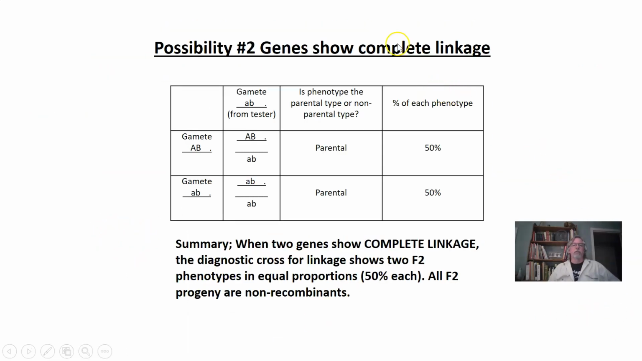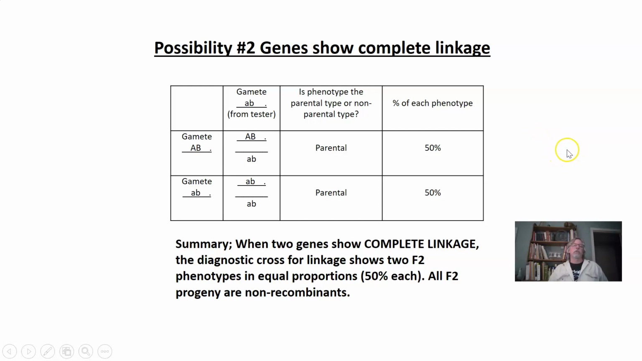So to summarize, for complete linkage, when two genes show complete linkage, the diagnostic cross, the dihybrid test cross, only shows two F2 phenotypes in 50-50 proportions. And all F2 progeny are non-recombinants.